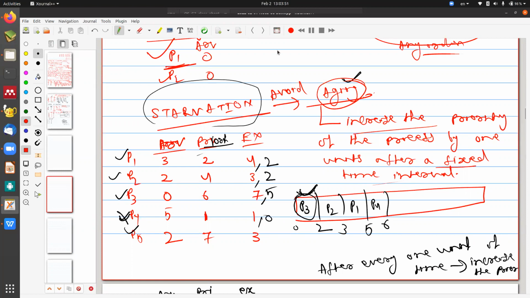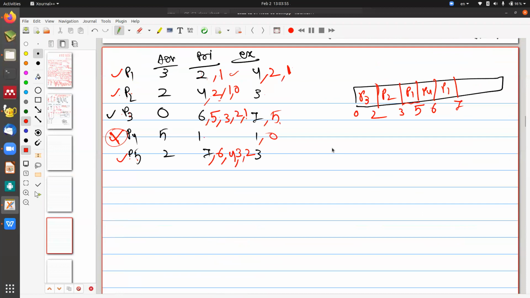Okay, that's all for today. The next class is very important, which is complicated. That is called the round robin method.